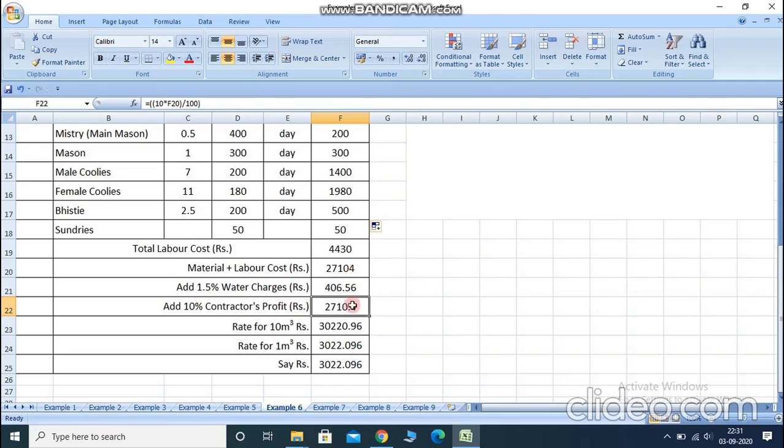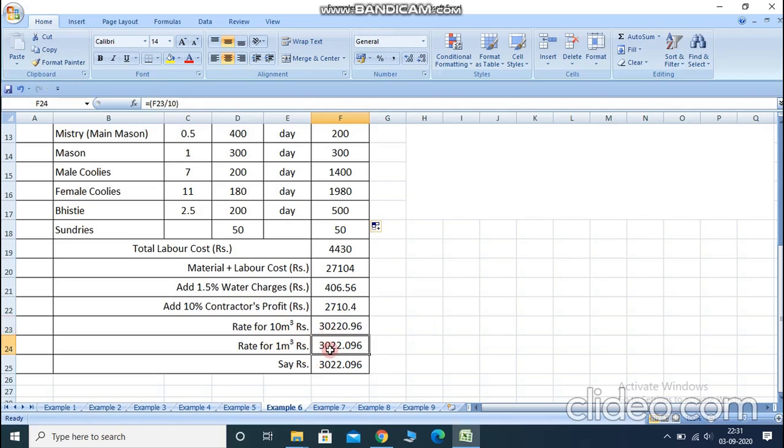So 27,104 multiplied by 10%, here 2,710.4 rupees is the contractor profit. Now the rate for 10 meter cube is the summation of all the values: 27,104 plus 406.56, then 2,710.4. So we got the answer 30,220.96 rupees as the 10 meter cube rate for concrete.